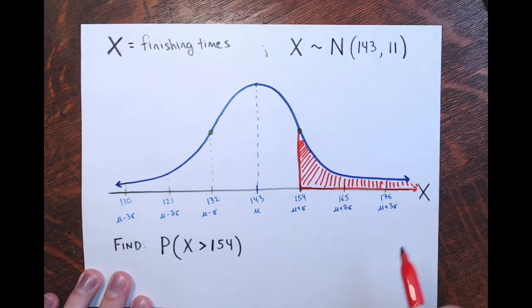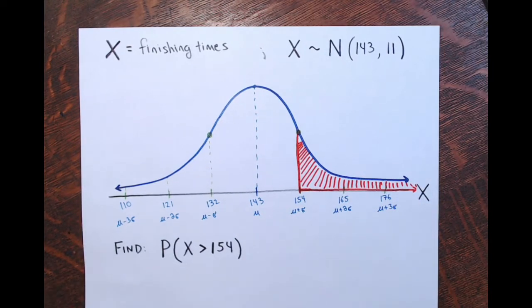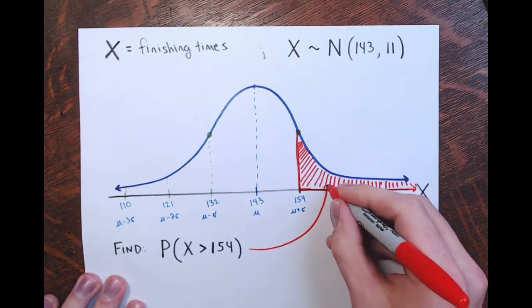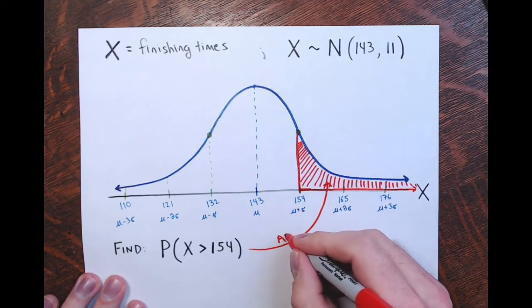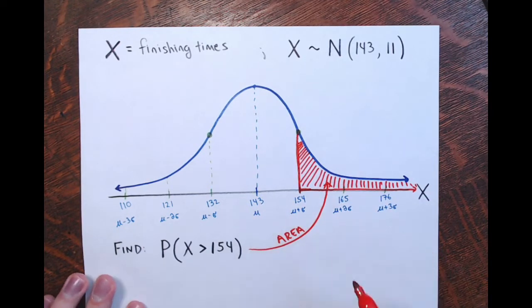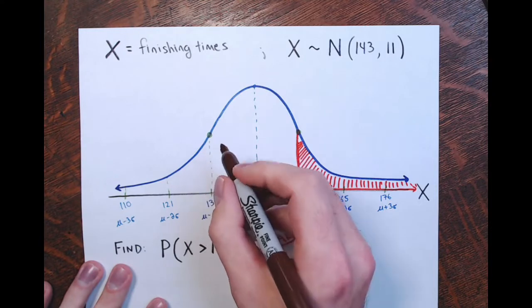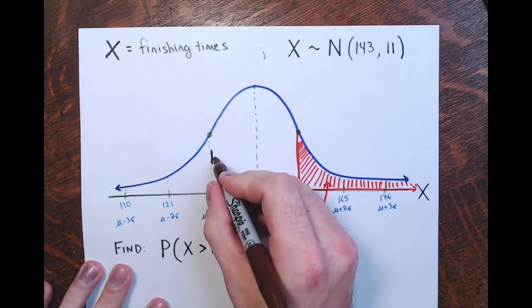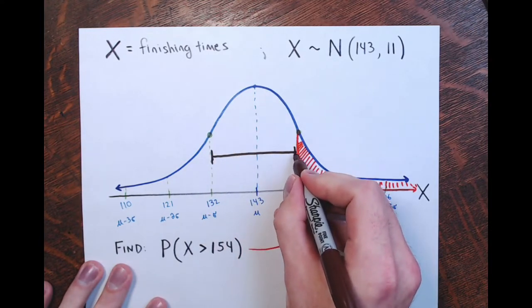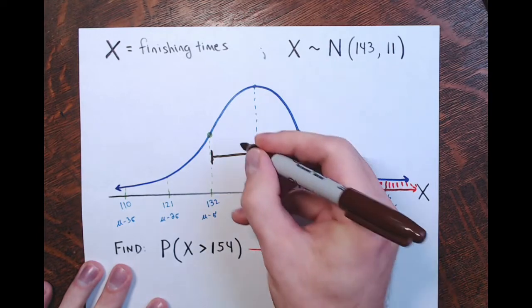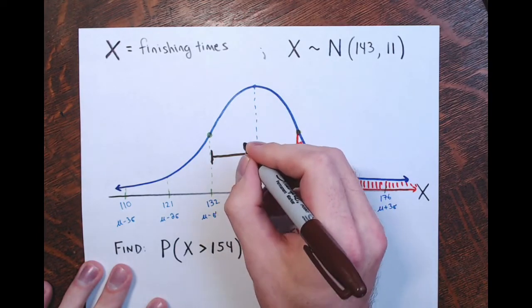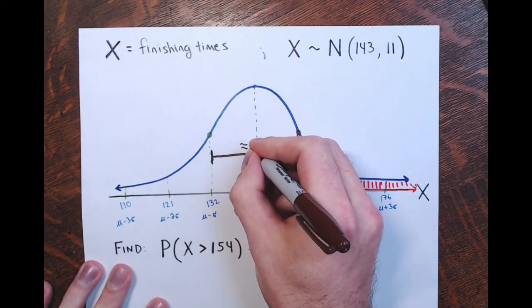And it's forever, to the right forever. Okay, so using the empirical rule, remember we said that from here to here, within one standard deviation is about 68%.